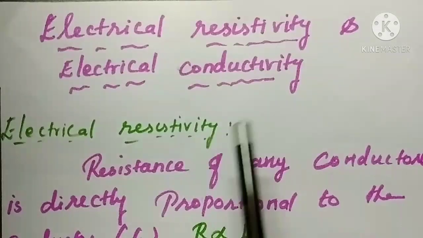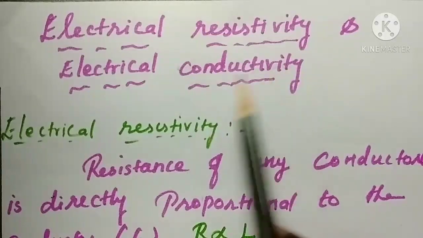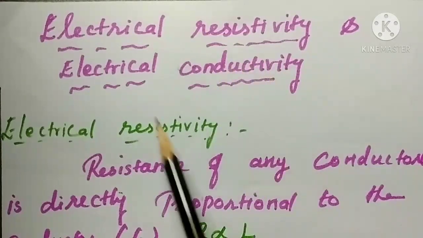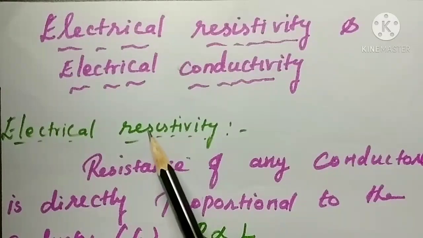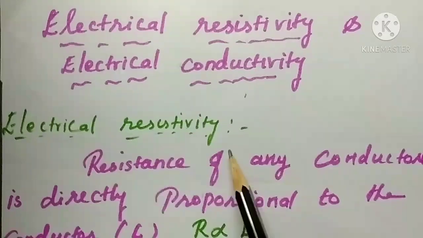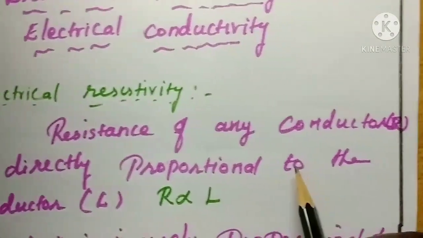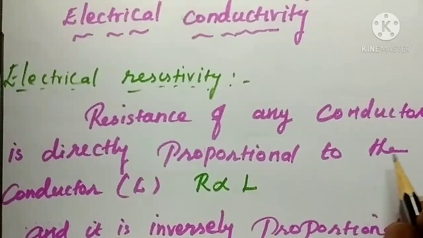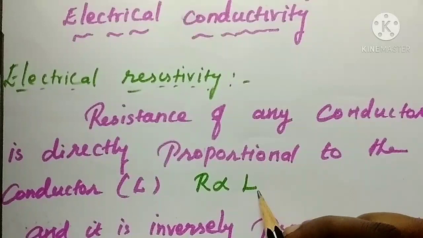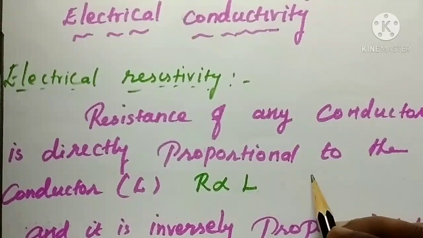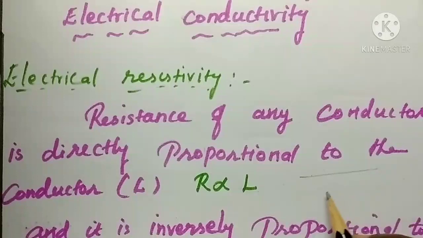Next we are going to learn what is electrical resistivity and electrical conductivity. First one, electrical resistivity. You all studied what we mean by resistance, isn't it? The resistance of any conductor is directly proportional to the length of the conductor. Resistance is directly proportional to length. So if the length increases, the resistance value also increases.